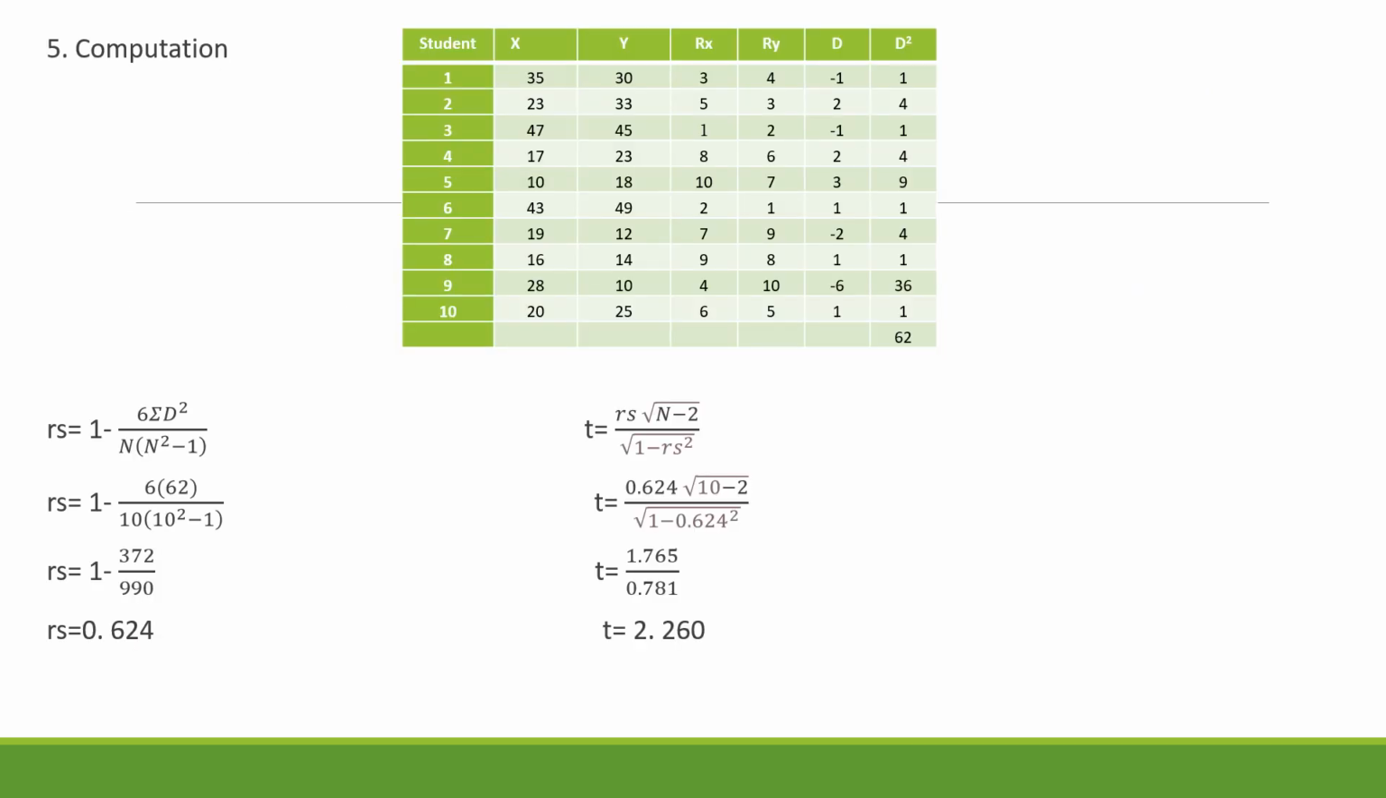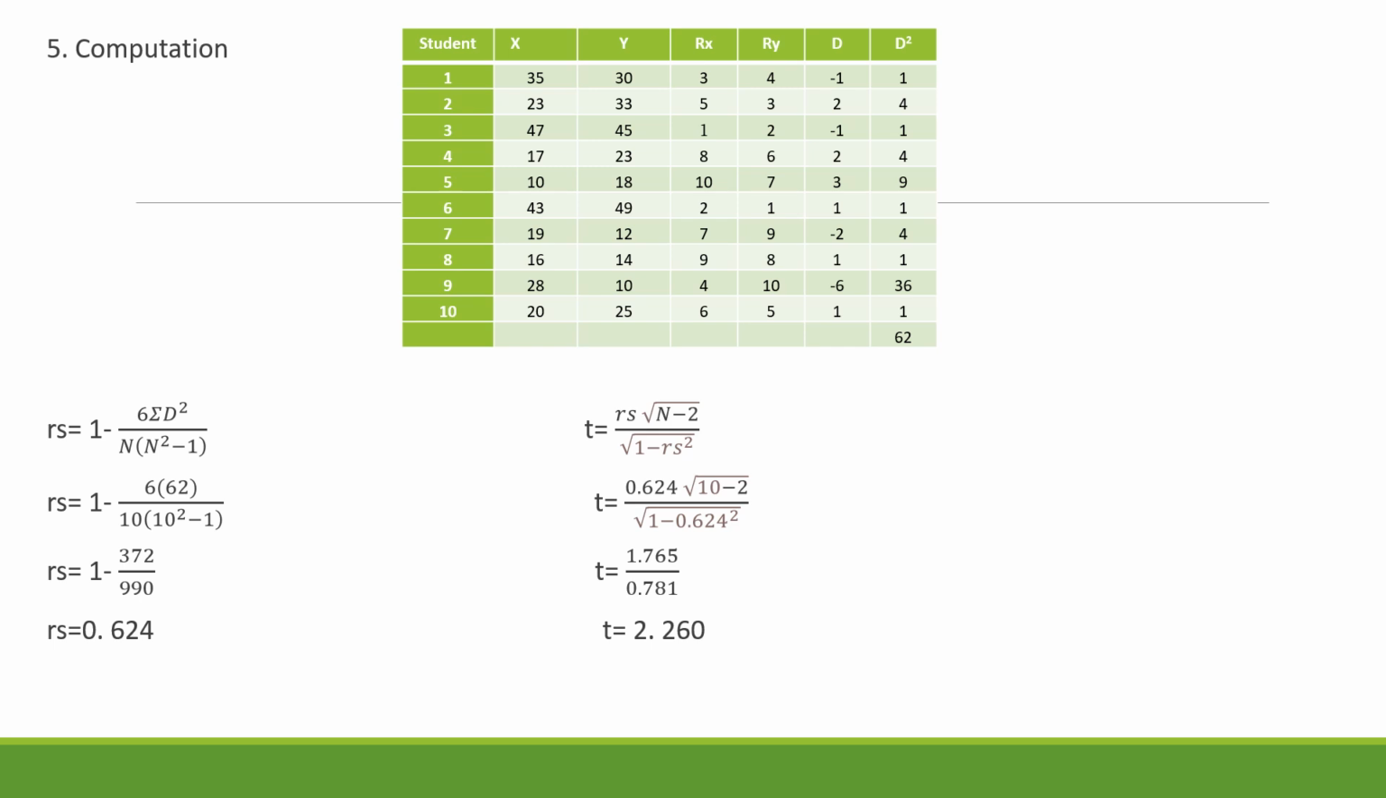Okay, for step 5, the computation. For the computation, we are going to use two formulas: the formula for the Rs and the formula for the T. But before that, we will have this table. We have 10 students. X is the score of the students in the science subject, and Y is the score of the students in the math subject.